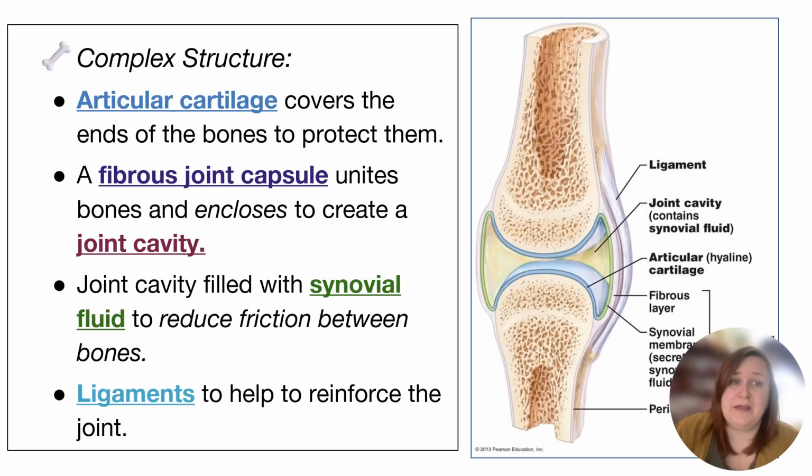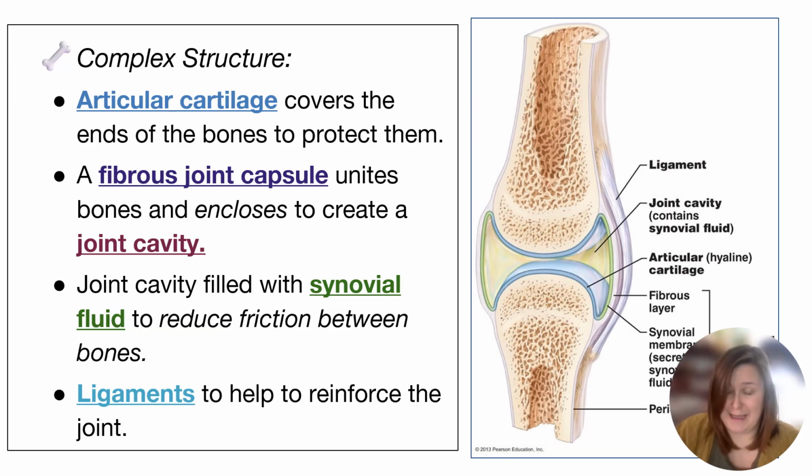So these are going to be complex structures, and there's going to be a few different components that make up these structures. So first, we're going to have articular cartilage. This is going to cover the ends of the bones and protect them. We're also going to have a fibrous joint capsule. This is going to unite the bones and enclose this space to create a joint cavity. And then that joint cavity is going to be filled with synovial fluid. This synovial fluid is going to be for the purpose of reducing friction between the bones.